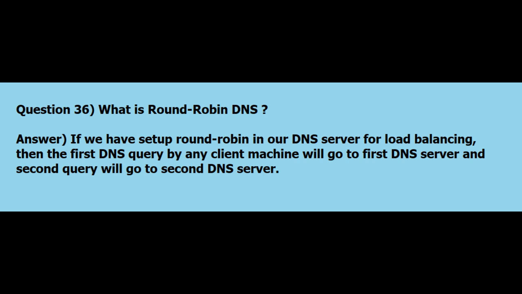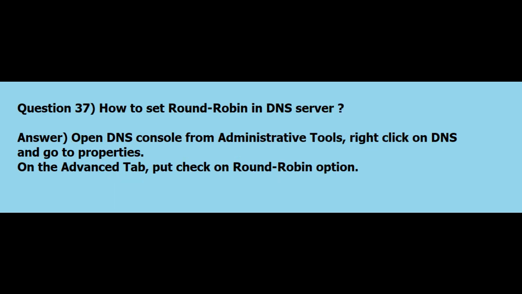Question 36. What is round-robin DNS? Answer. If we have set up round-robin in our DNS server for load balancing, then the first DNS query by any client machine will go to the first DNS server and the second query will go to the second DNS server. Question 37. How to set round-robin in DNS server? Answer. Open DNS console from Administrative Tools, right-click on DNS and go to Properties. On the Advanced tab, put a check on Round-Robin option.